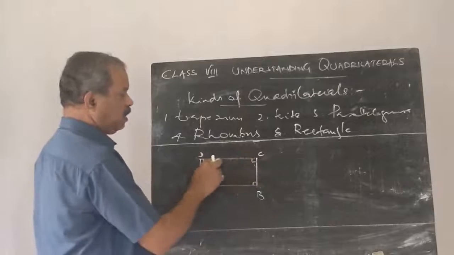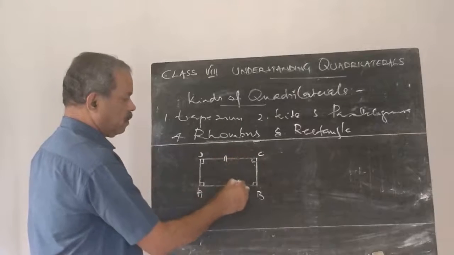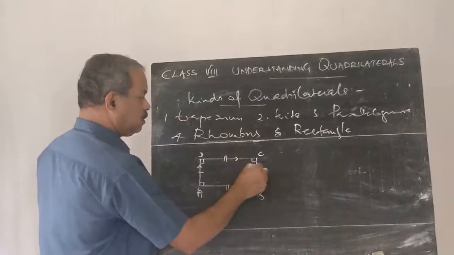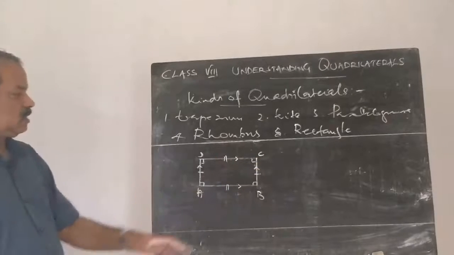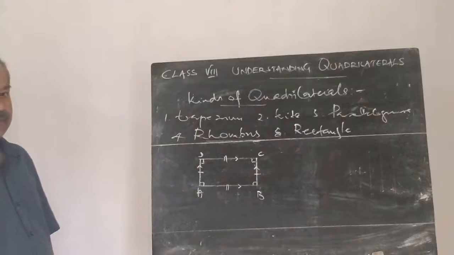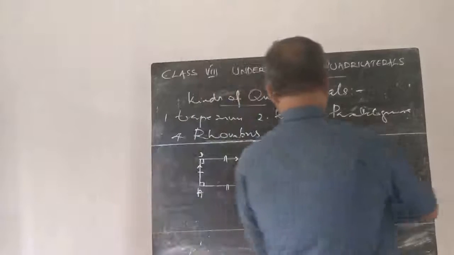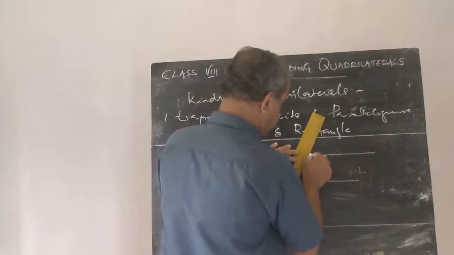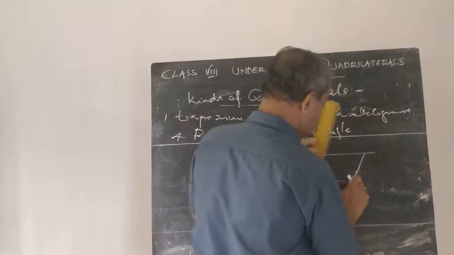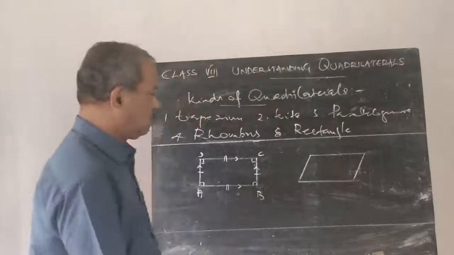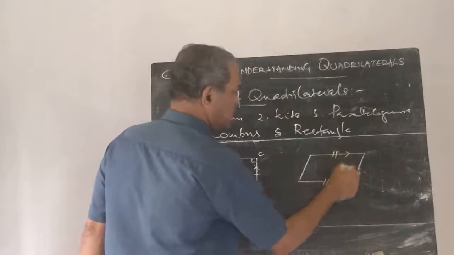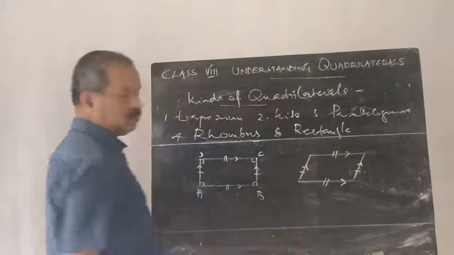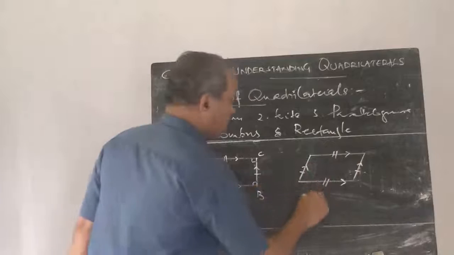Opposite sides AB equal to DC, parallel and equal. This also parallel and equal, another pair. See, opposite sides are parallel and equal. So this is also basically a parallelogram, because in a parallelogram the opposite sides are parallel and equal. This is the parallelogram.